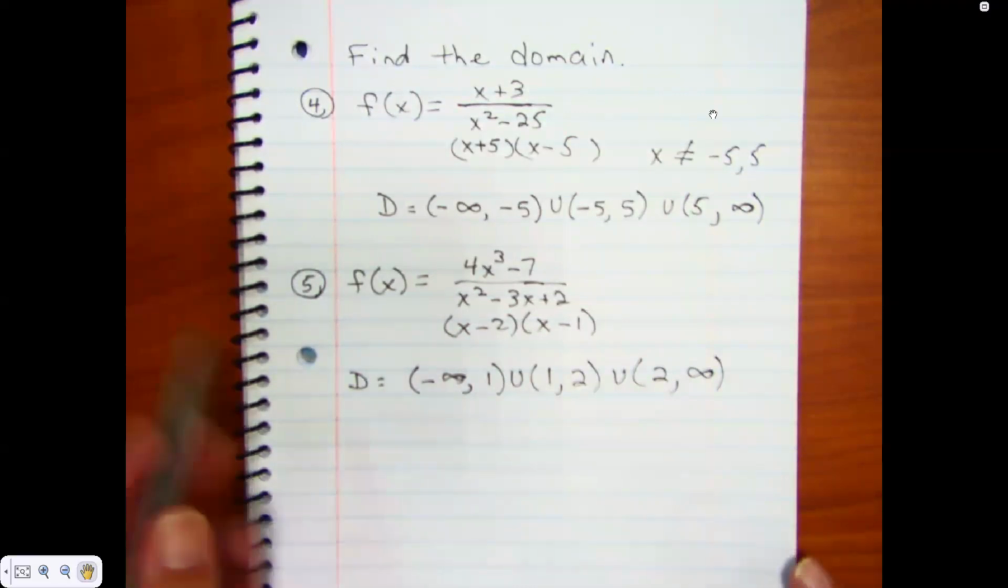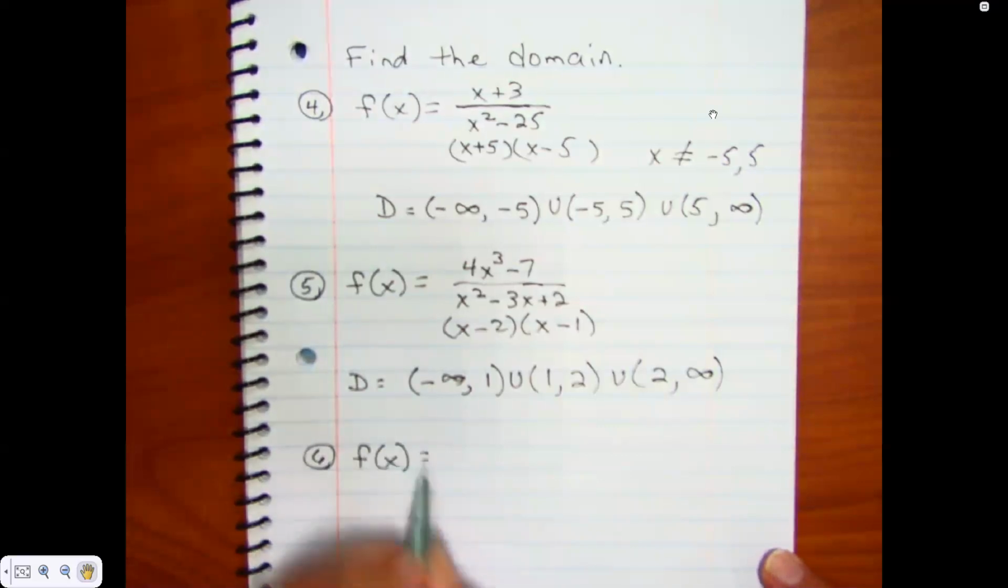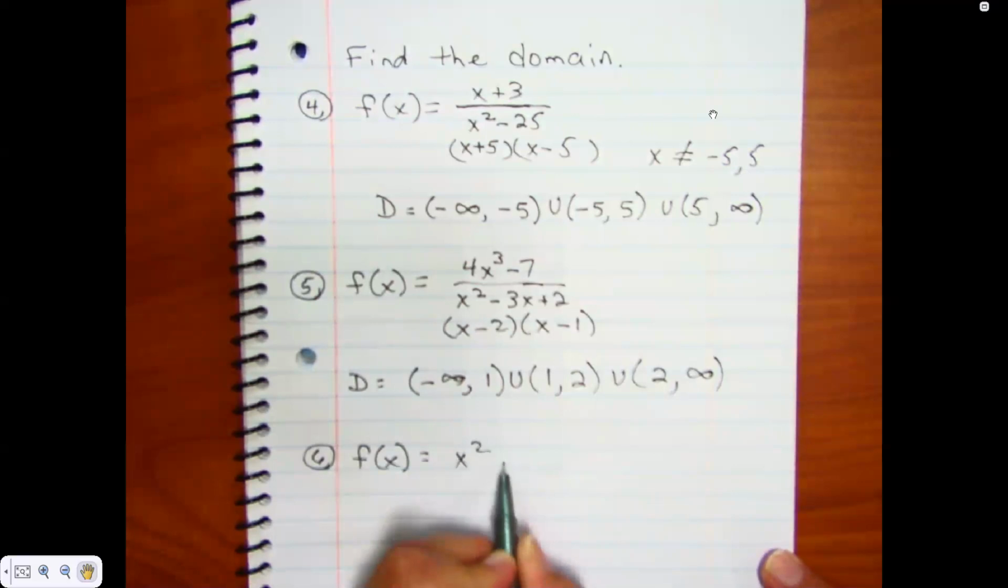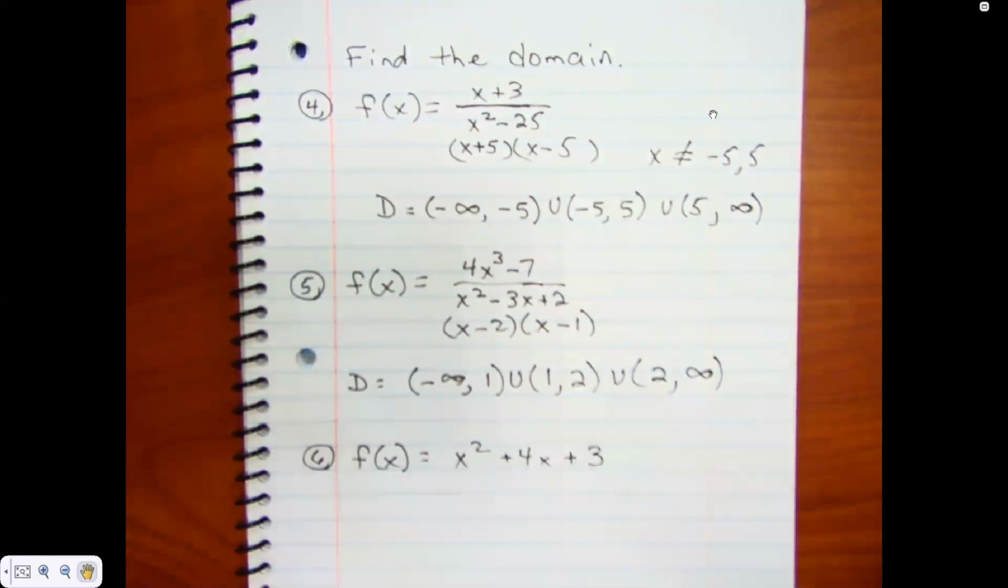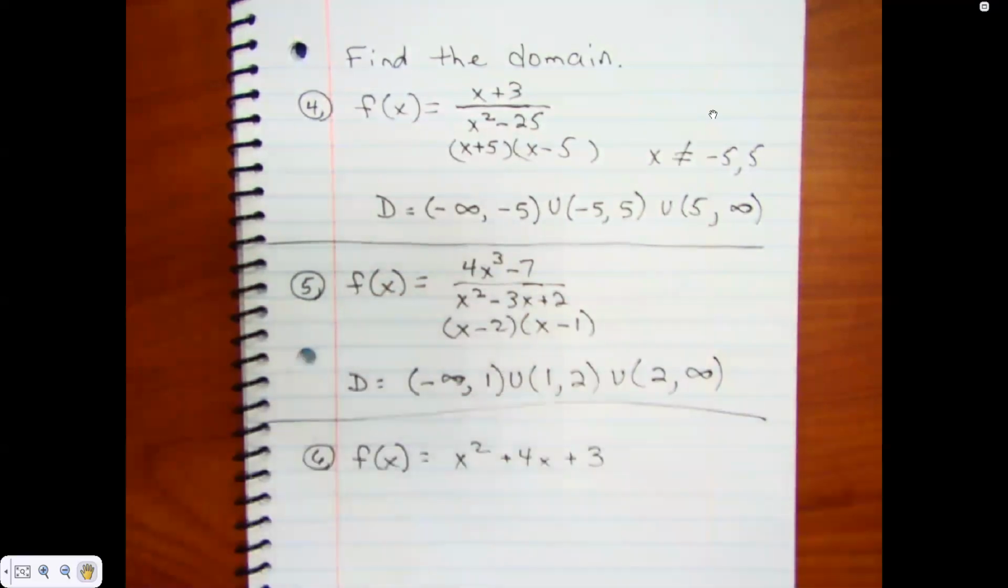Okay, how about, let's do 6. f of x is x squared plus 4x plus 3. What is that? That's a polynomial that we want to hug. It's a regular old polynomial. It doesn't have a fraction. There's no radicals or anything like that. What's the domain?